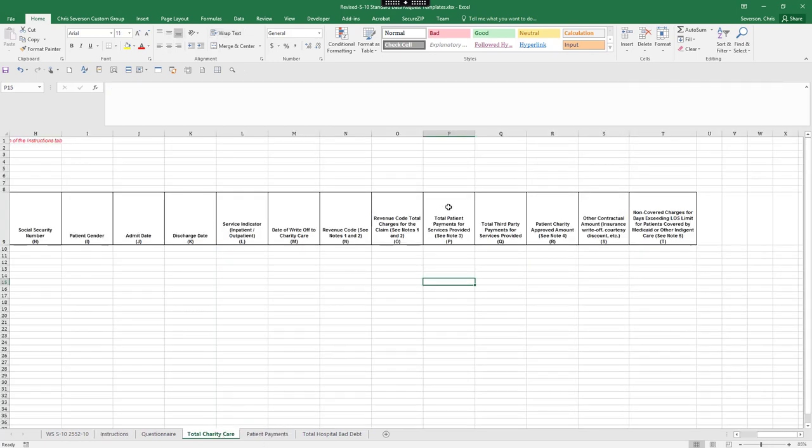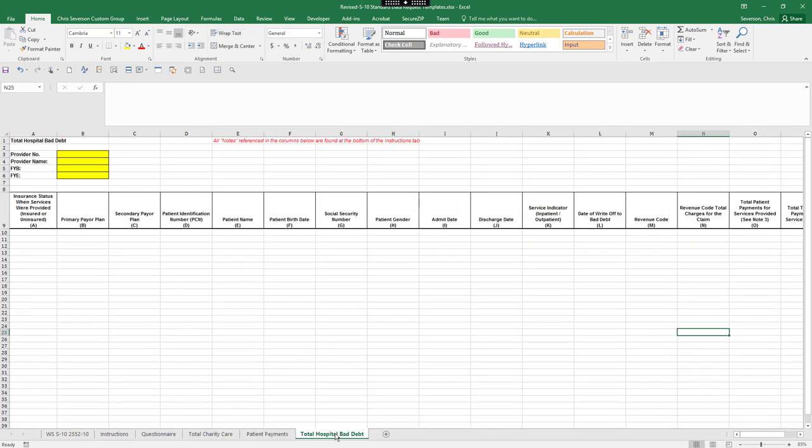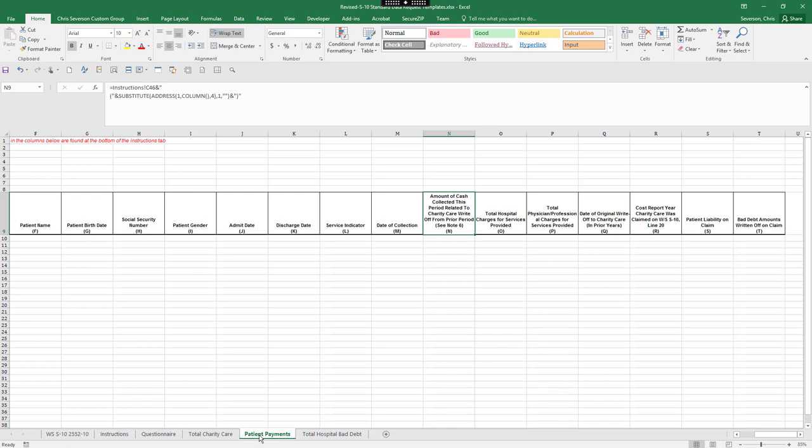And again, the whole purpose of it is to reconcile those revenue code total charges to help explain what happened to them. I just want to reiterate, this patient payment amount on the total charity care or total hospital bad debt tabs is not what goes on worksheet line 22. The worksheet line 22 amount will come specifically from this patient payments tab, which we'll explain in just a bit.